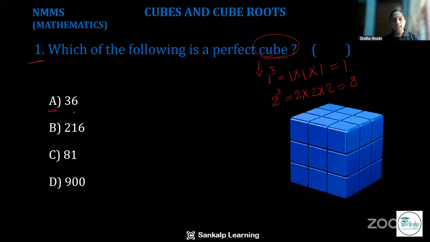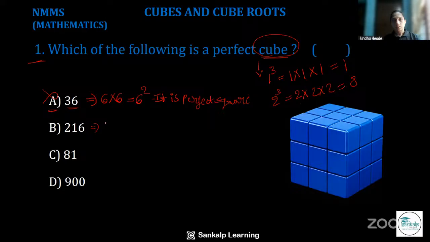Start with option A, 36. Actually, this 36 is nothing but 6 into 6, 6 square. This is a perfect square, not a cube. So 36 is the perfect square number. This is not a perfect cube. Option A is wrong.